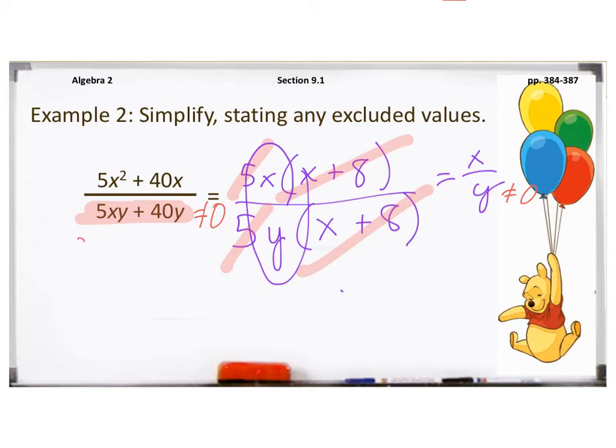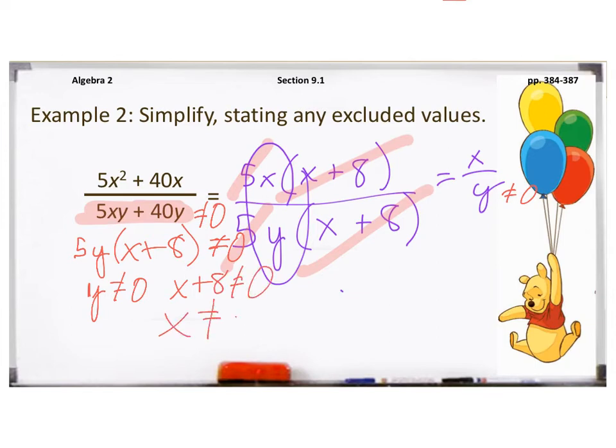I also know that this part can't equal 0. So remember I factored it, so I got 5y times x plus 8. Well, that cannot equal 0, which means that y cannot equal 0, and x plus 8 cannot equal 0. So that means x cannot equal negative 8 either. So I have two excluded values. How you would state this solution would be x over y, x cannot equal negative 8, y cannot equal 0. You would have to have all of this in any stated answer.